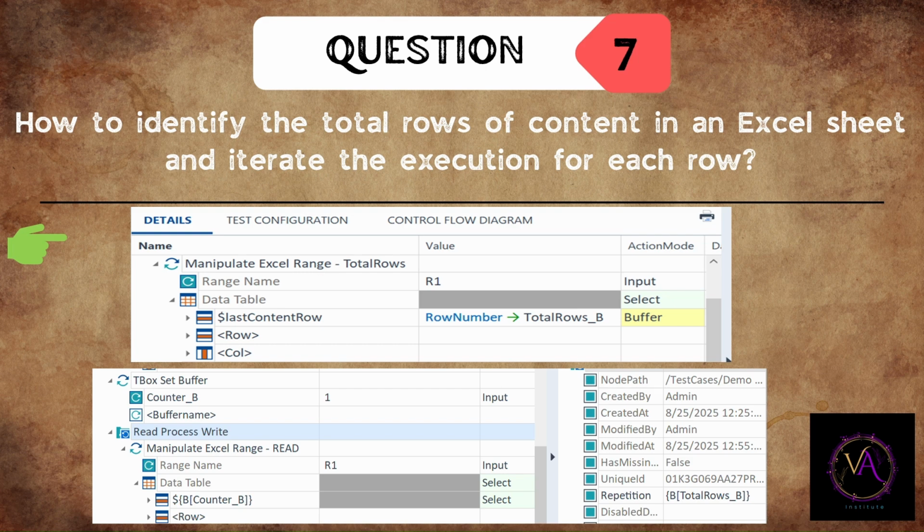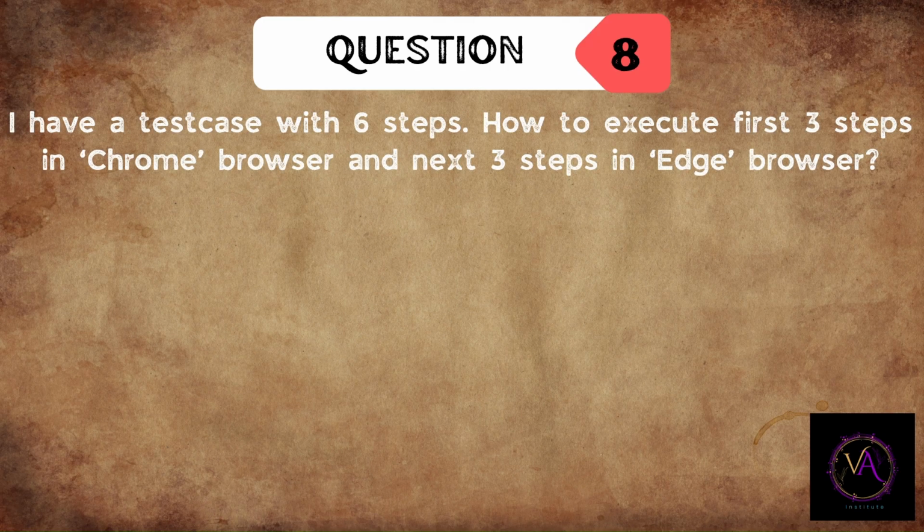Moving to the next question, question number 8. I have a test case with 6 steps. How do you execute the first 3 steps in Chrome browser and the next 3 steps in Edge browser? Very interesting question. Of all the questions I've discussed now, I will definitely ask this in most of my interviews, according to the experience levels. So how do we execute some steps in a single test case?